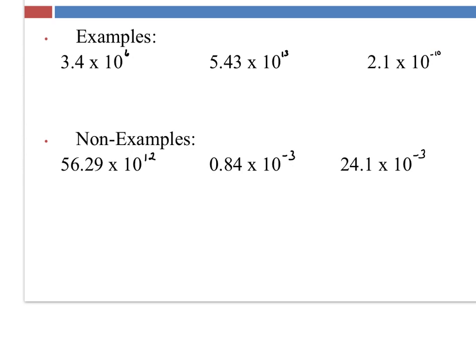Here's some non-examples as well. This number is 56. That is larger than 10, so this is not scientific notation. This number is 0.84, 84 hundredths. It's smaller than 1. And our first digit must be equal to or greater than 1 and less than 10. On this one, can you see what's wrong? You are correct. The number in front is larger than 10.